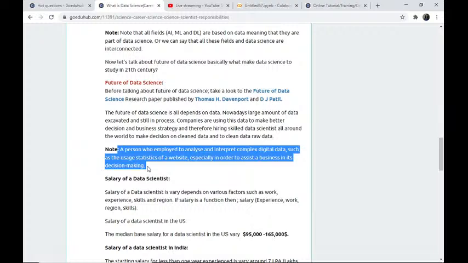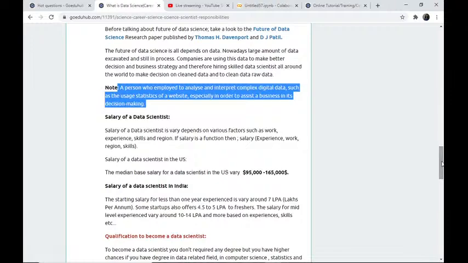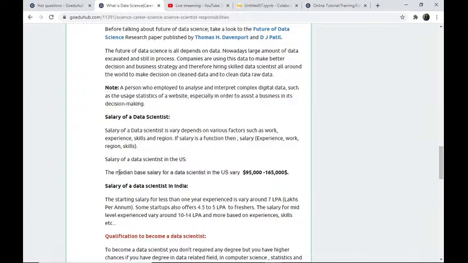Now the salary for a data scientist. If you search on Google, this is not my figure, you can check some standard magazines. You can see the mean base salary for a data scientist in the US varies from $95,000 to $165,000. And I'm not saying a fresher will get this salary. It depends on work experience, skill, and the region where you are working.